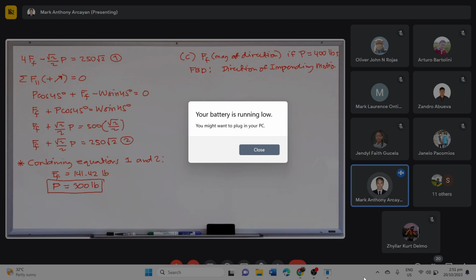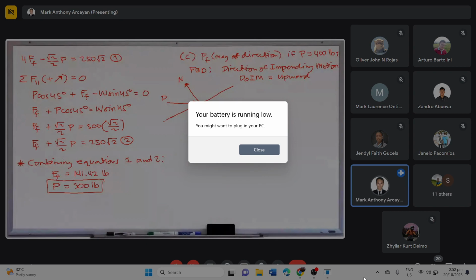Impending motion denoted by DOIM is upward, up the inclined plane. So FBD nato, mao ni siya. So normal force and the weight paubos and force P.